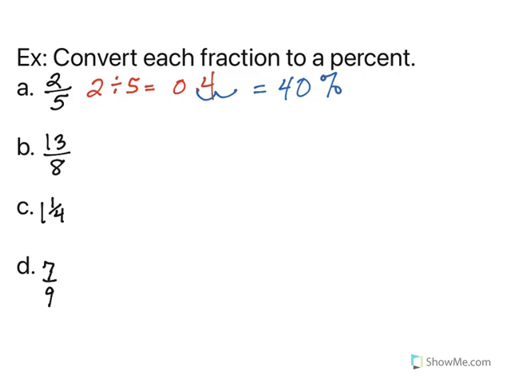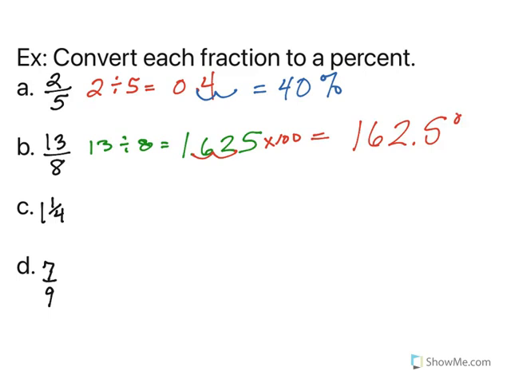In letter B, you'll notice the numerator is bigger than the denominator. That means I'm going to have a number bigger than 1 because 8 over 8 is 1. Anything bigger than 8 in the numerator is going to give me a decimal larger than 1. So now when I multiply by 100 or move the decimal, I have 162.5%.